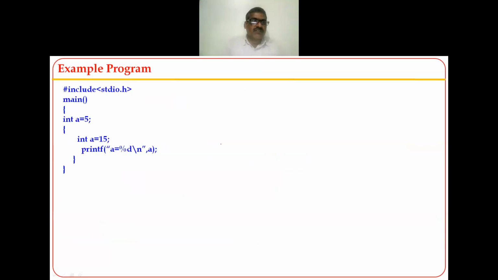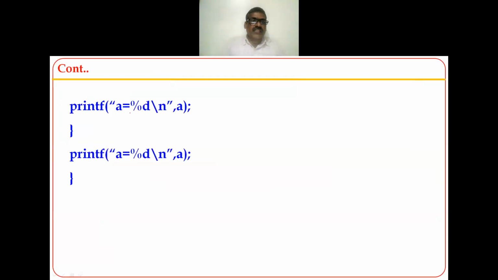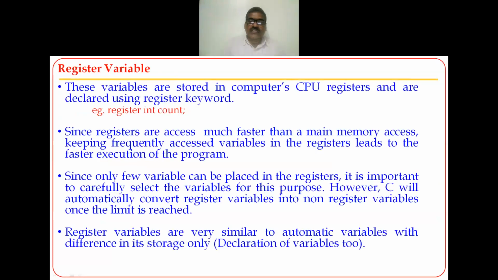So this is an example here. In the main function you declared int a equal to 5, and we are defining a block here. Within the block you are declaring a equal to 15. So printf a. What value is it going to print? Anyone can answer here. Yes, it is going to print only the local value, which is int a equal to 15, not a equal to 5.